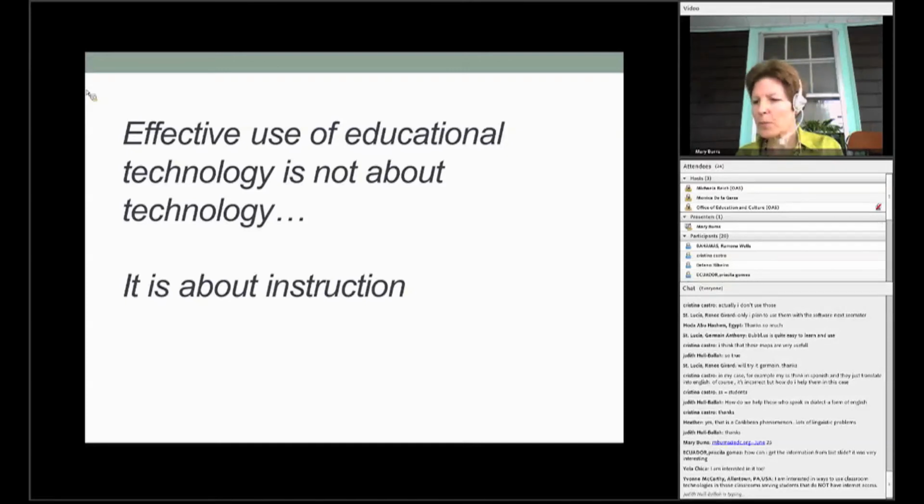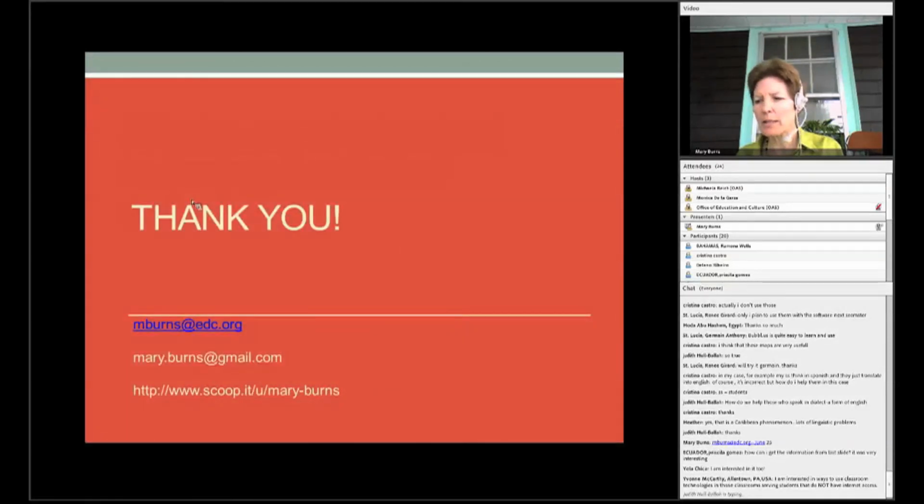And just really to conclude and to say this again, because I think this is important. As teachers, we're often pushed, we're often scolded for not using technology or enough of it or using the latest and greatest thing. And I just want to remind us all that effective use of educational technology is not about technology. It is about instruction.